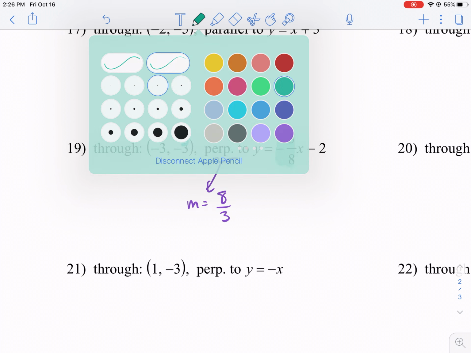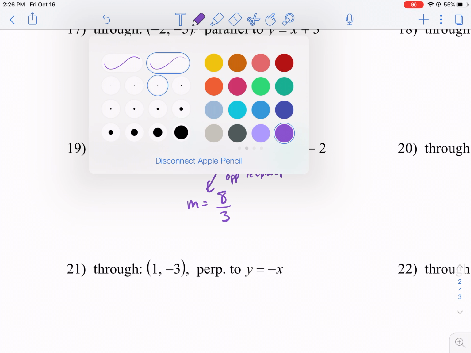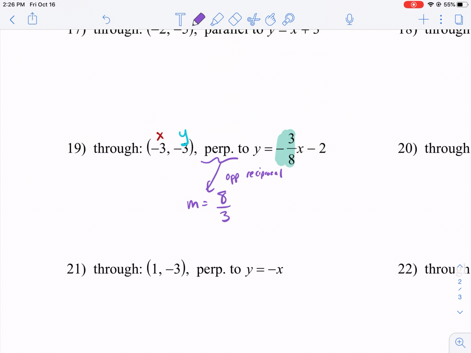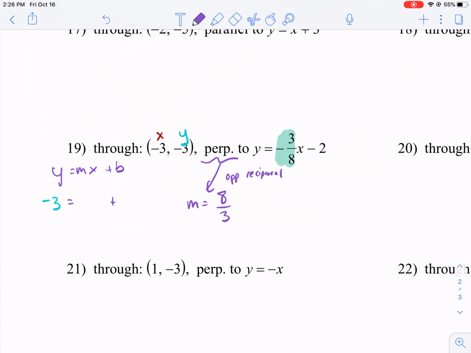We already found out we want a perpendicular slope, so we did the opposite reciprocal, as it says right here. Okay, and now we need to solve for b. So we're going to write in what we know. First, let me write out y equals mx plus b. That's the form it wants. Then we're going to replace y with negative 3. We're going to replace m with the slope that we want, which is 8 over 3.